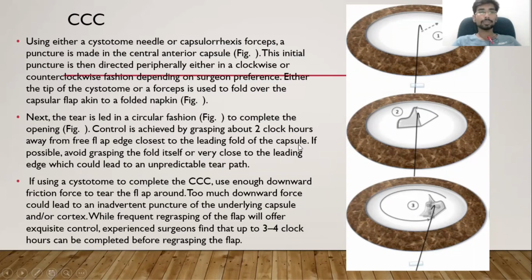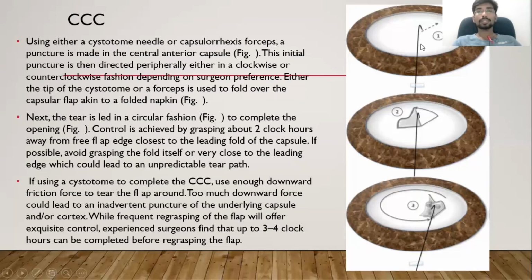If possible, avoid grasping the fold itself or very close to the leading edge, which could lead to unpredictable tear path. If using a cystitome to complete CCC, use enough downward friction force to tear the flap around. Too much downward force could lead to inadvertent puncture of the underlying capsular cortex, while frequent regrasping of the flap will offer exquisite control. Experienced surgeons find that up to 3 to 4 o'clock hours can be completed before regrasping the flap.